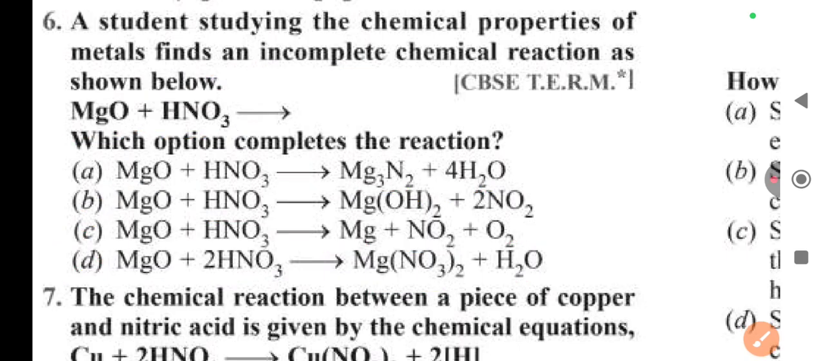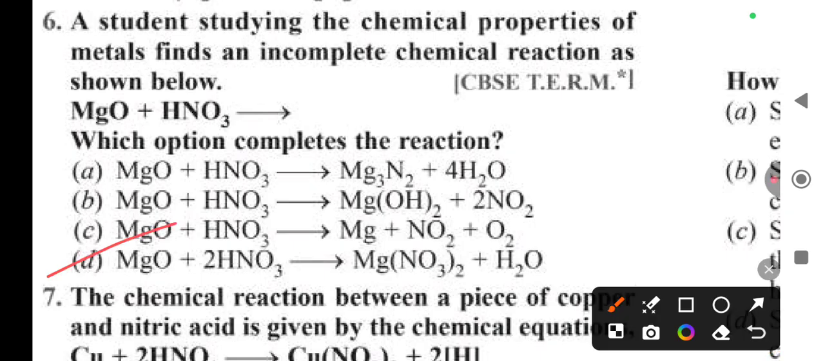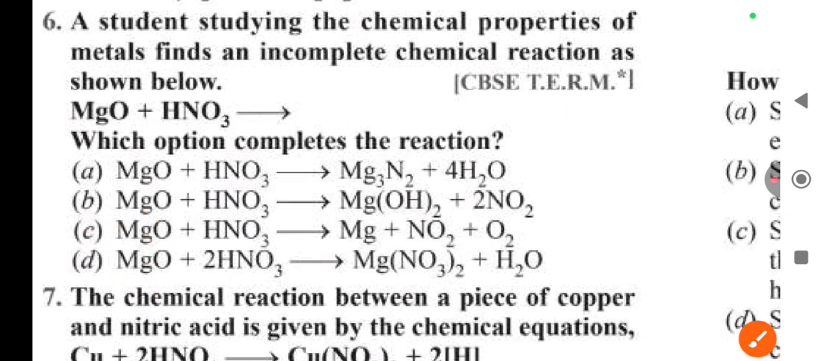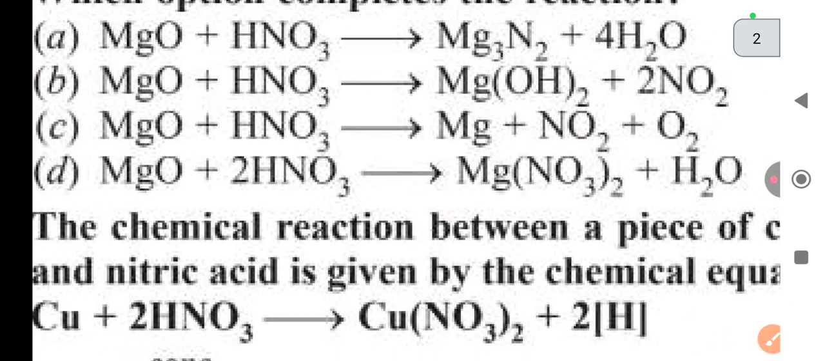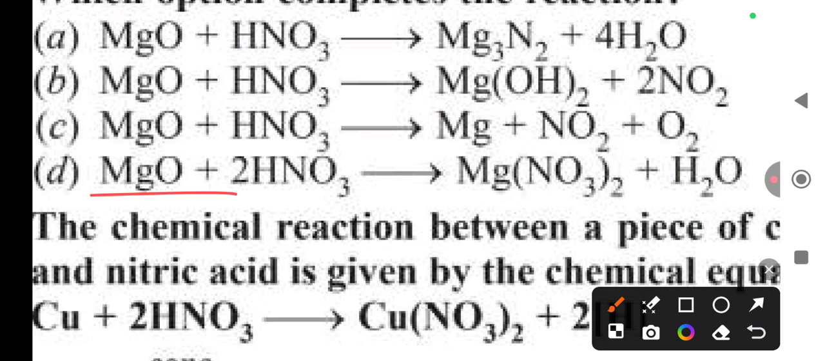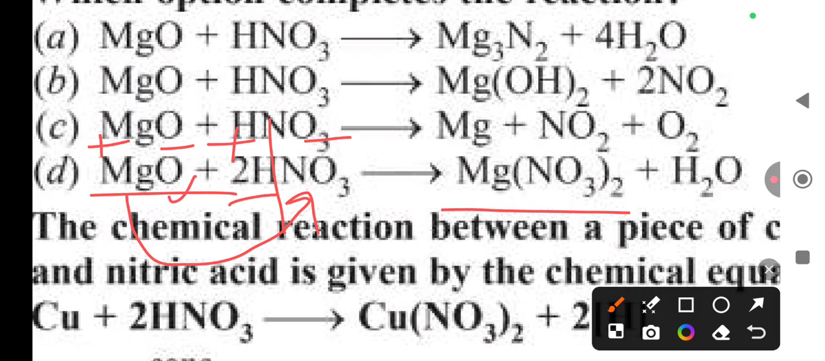The answer is D. Magnesium oxide plus nitric acid. If you see the charge, magnesium carries plus charge and oxygen carries -2 charge. I will zoom here. Magnesium carries plus charge, oxygen carries minus charge. Here hydrogen carries plus charge and nitrate carries minus charge. So plus will react with nitrate, it is the magnesium nitrate. Hydrogen when reacts with oxygen, it will be the water.